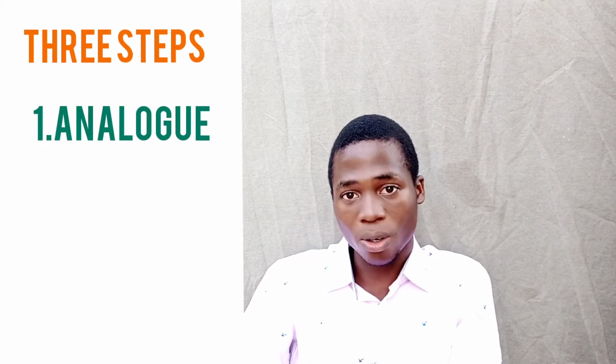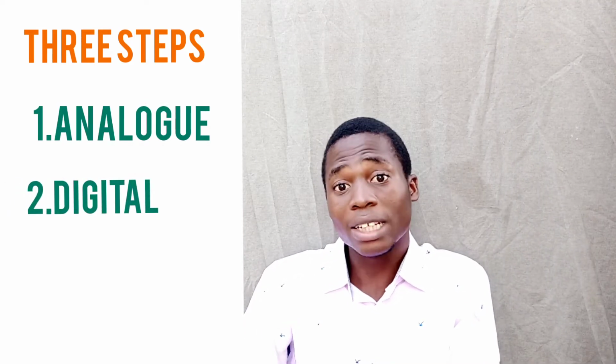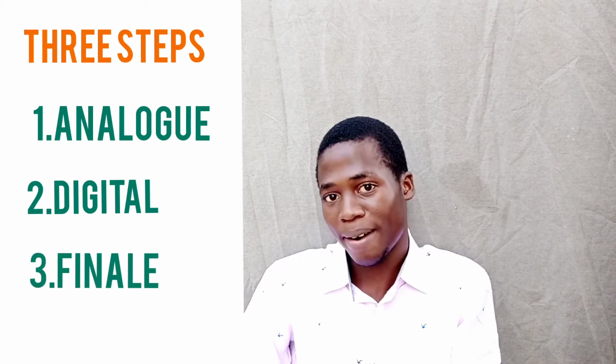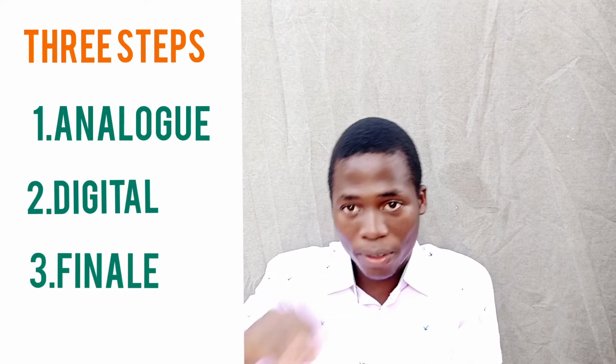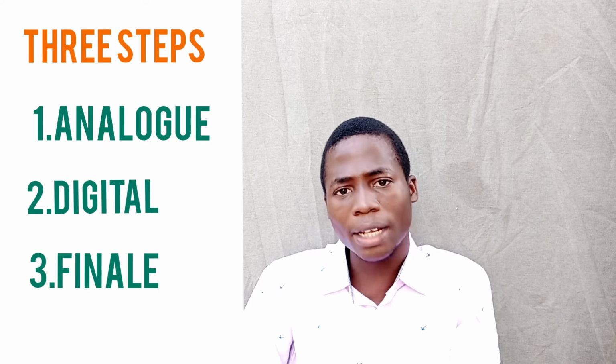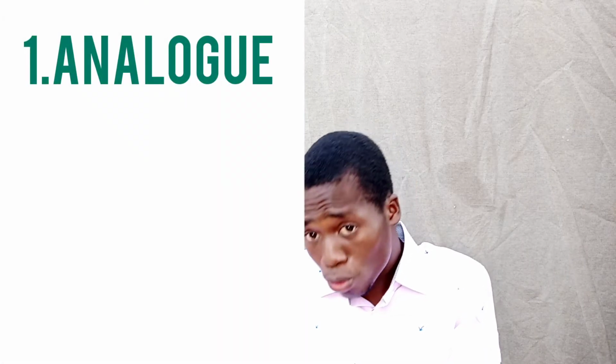This short video, there are just 3. The first one is analog. The second one is digital, and the third one is the final. Just these 3. So what do I mean by the analog? The analog stage is divided into 3. You've got to go through these 3 steps for your design to be great.